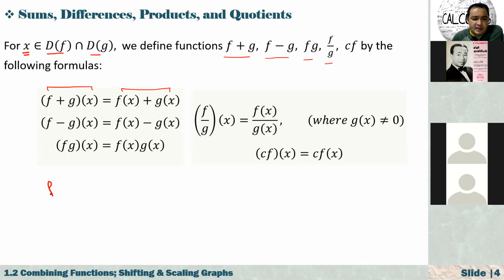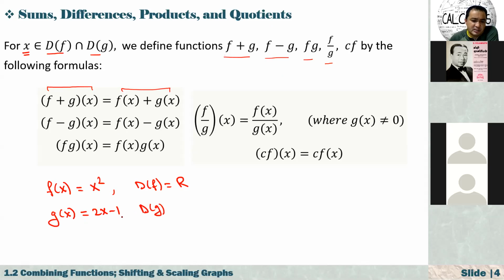For example, here we have f of x, let's say it's a quadratic function, x squared. And we have another function here, g of x, let's say it is 2x minus 1. So what is the domain of f here? The domain of f is the entire set of real numbers, that is R, because every real number can be in its domain. And how about the domain of the g function? It's also just a linear function, a polynomial function. And we know that the domain of a polynomial function is the entire real number line. So also it is R. And the intersection of R and R is just R.